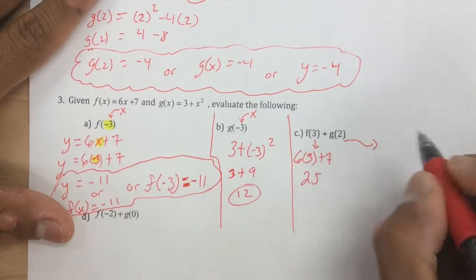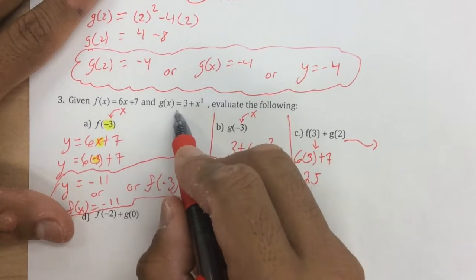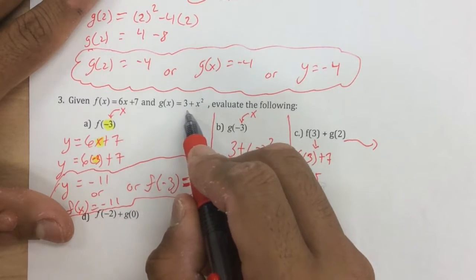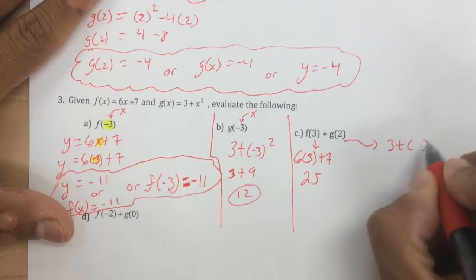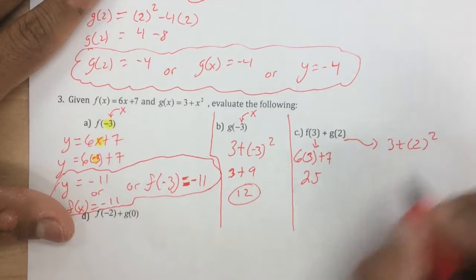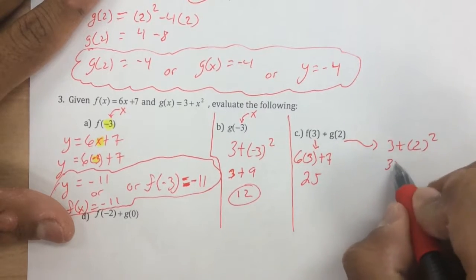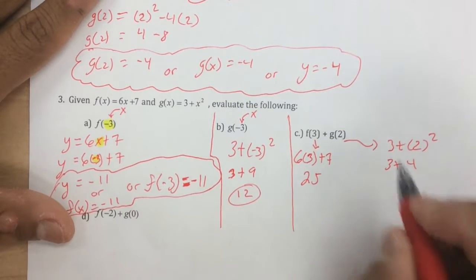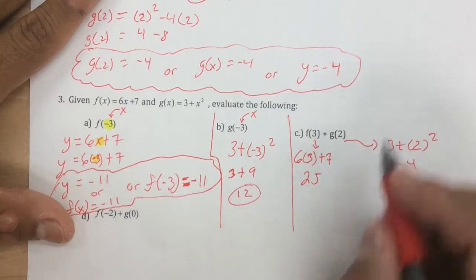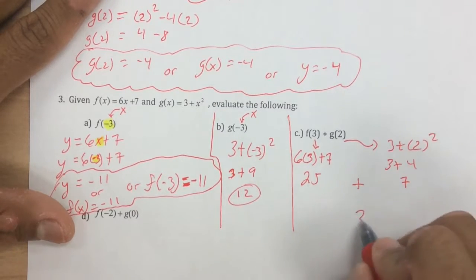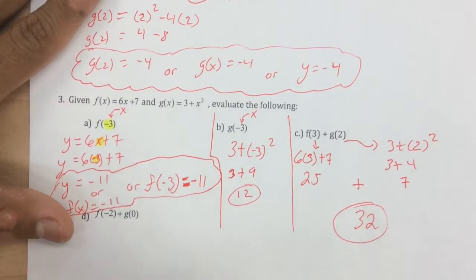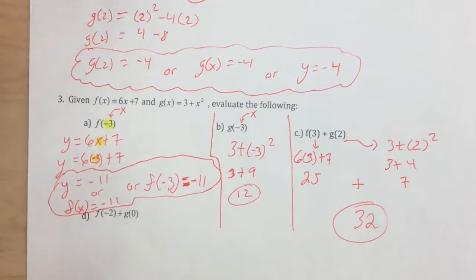Now for this one, instead of the x's in the g of x function, I'm going to plug in a 2. So we have 3 plus parentheses squared, and inside those parentheses will be the number 2. So 3 plus 4 gives me 7. Now they're telling me to add these two results. So 25 plus 7 gives me 32. So my answer for that is 32.